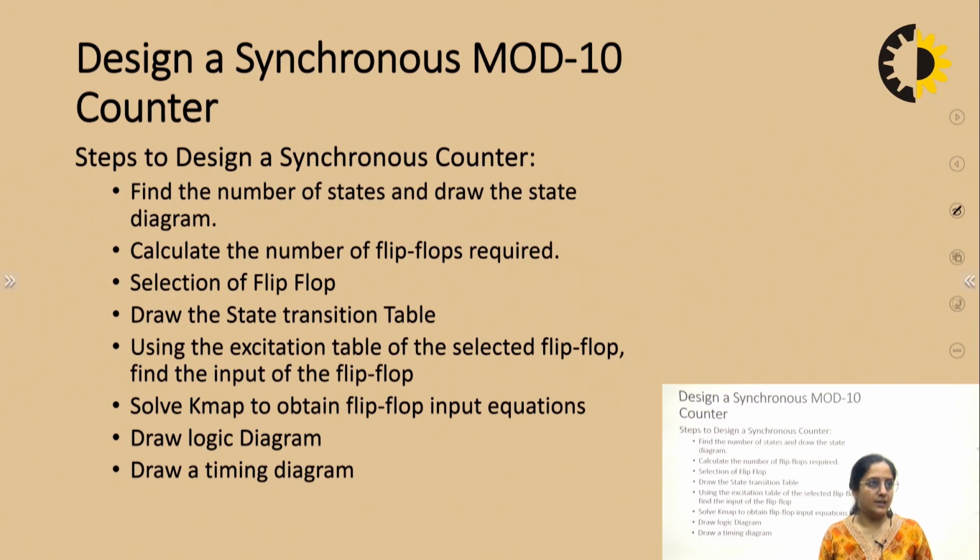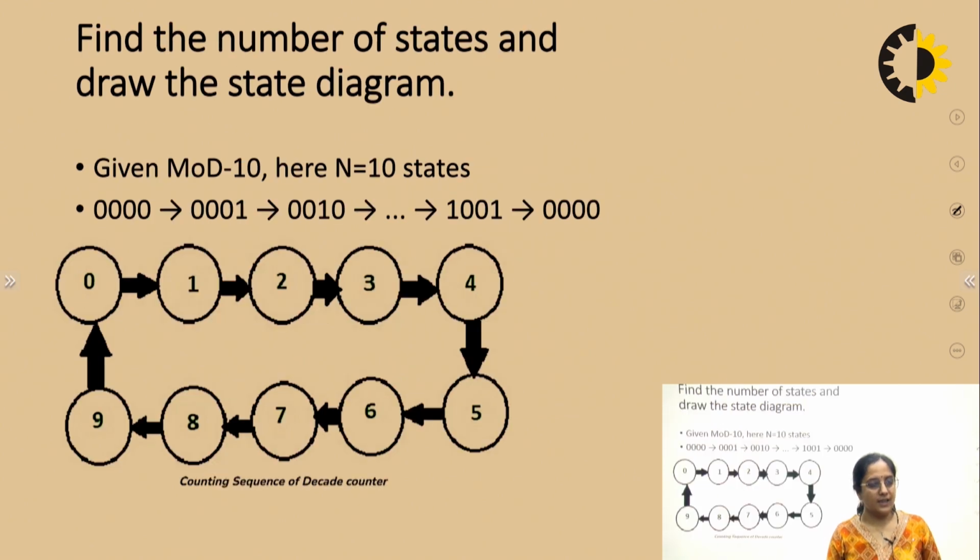So, we will start with the first step, that is the number of states. In case of mod 10, we find that it has 10 states, and the states start from 000 to 1001 in representation, or in the state diagram from 0 to 9. So, there are 10 states which we are going to use.